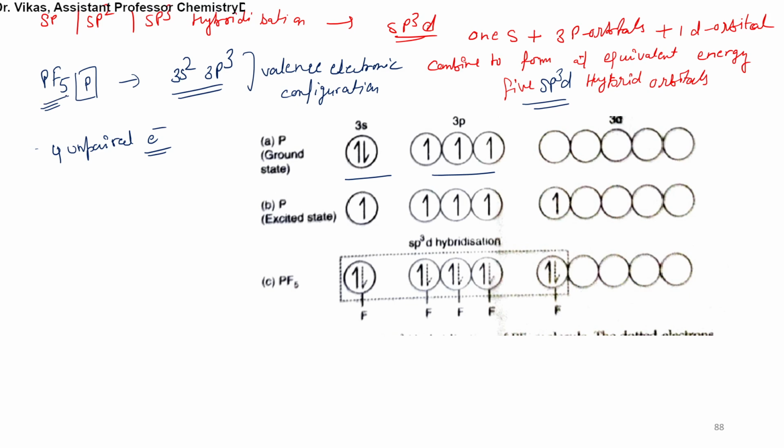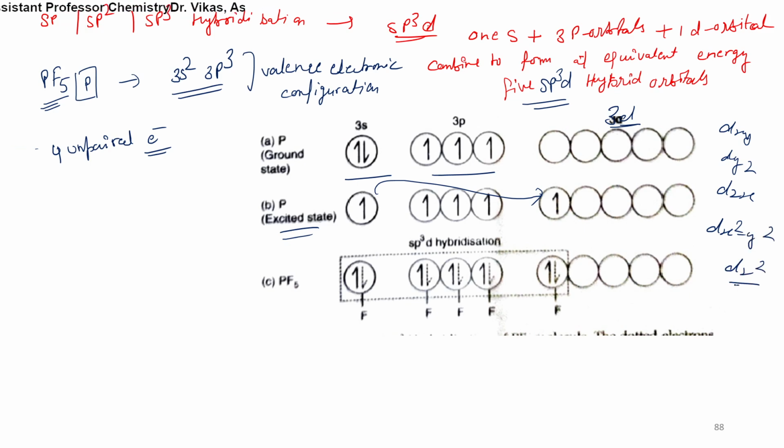But as per the requirement of PF5, there is a need for 5 unpaired electrons. That is only possible when one of the 3s electrons is excited to the 3d orbital. In d, we have 5 d orbitals: dxy, dyz, dzx, dx square minus y square, dz square. In the case of PF5 or sp3d hybridization, the electron is excited from the 3s orbital to the 3dz square orbital. So now we have 5 unpaired electrons: 1, 2, 3, 4, 5. And now the 5 fluorine atoms can easily form 5 covalent bonds.